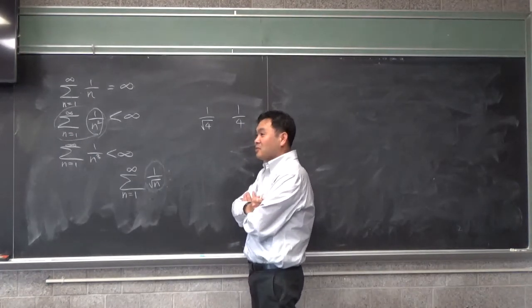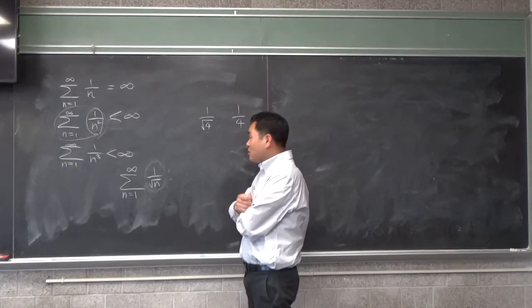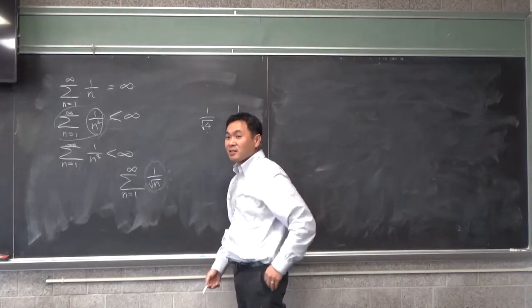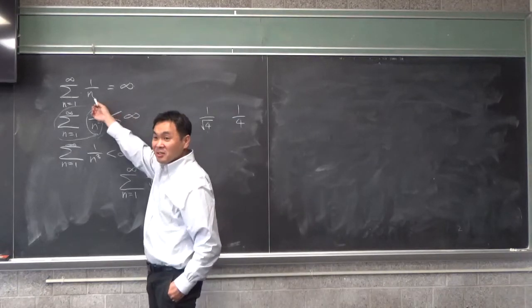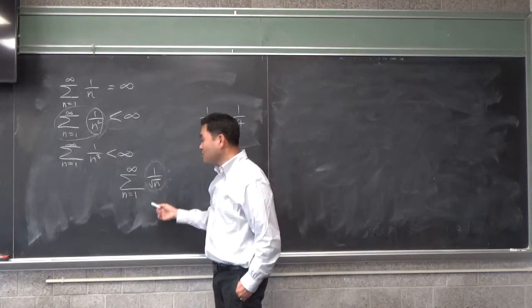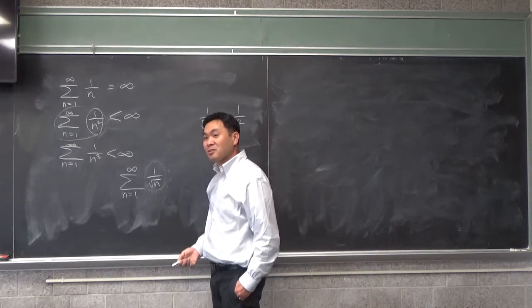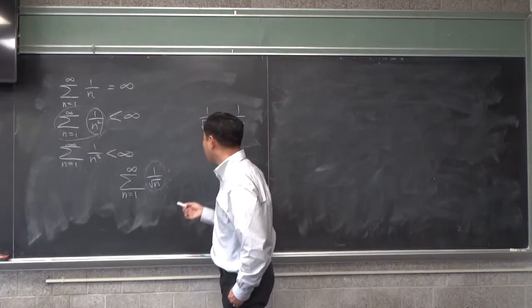1 over square root of 4 is 1 over 2, so this is bigger. The bottom one's bigger. I know that this is infinity. So what's this sum? It's more than infinity. So this summation must be infinity. Divergent.